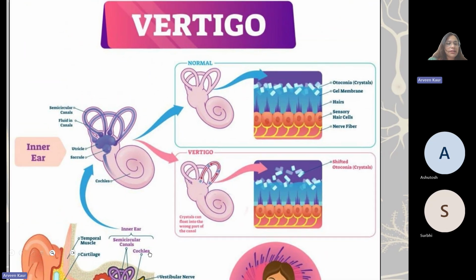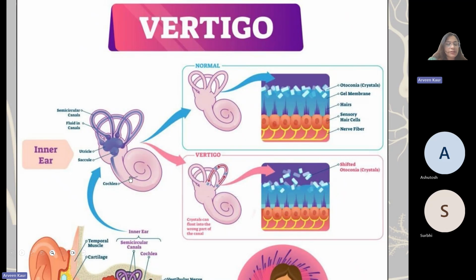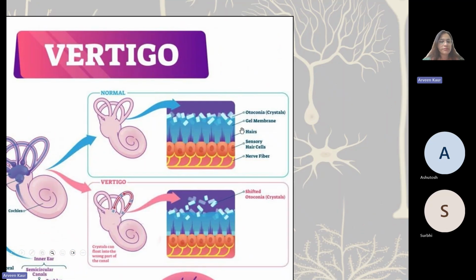If you want to further label the inner ear, this is the cochlea that is circled. It has a lining of hair cells within the cochlea, which receive the frequency coming from outside. These semicircular canals have some fluid filled in them, and there is something known as the utricle and saccule in them, right? In normal conditions, in the semicircular canal there are nerve fibers, sensory hair cells, a gel membrane, and there are crystals known as otoconia that are arranged on top of this gel membrane.